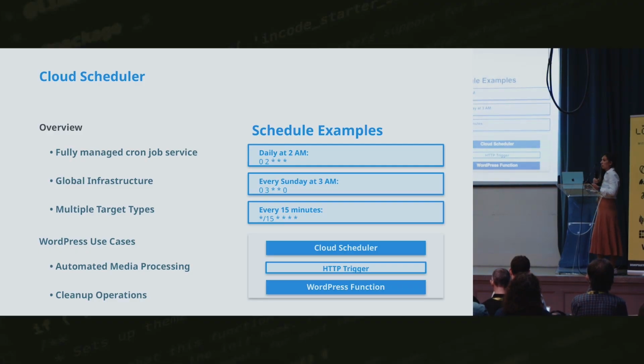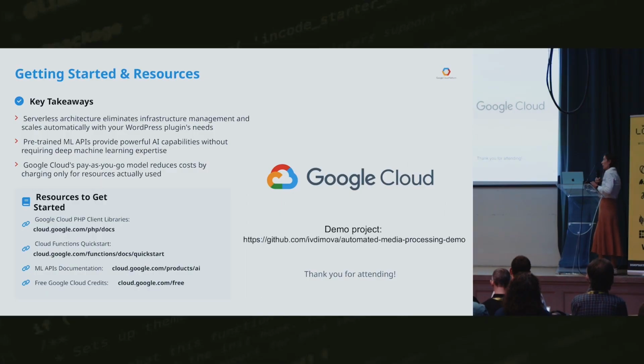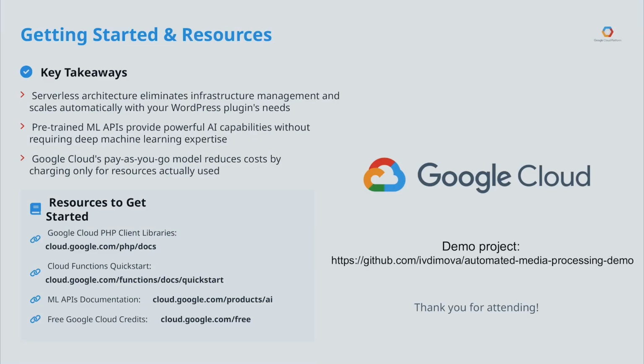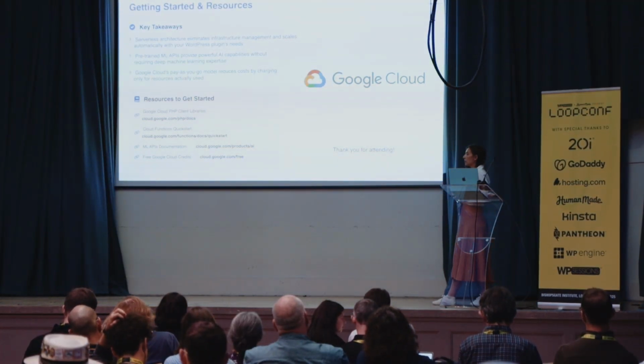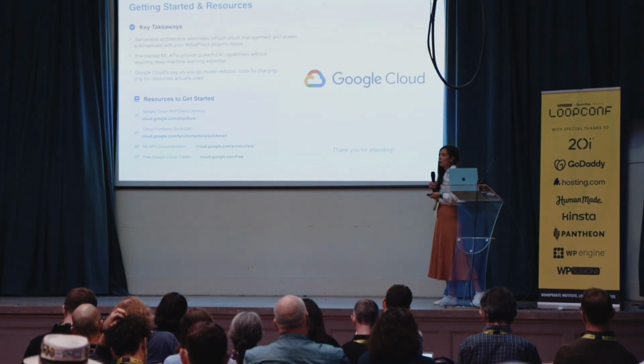So I know that I went through that very quickly. But the key takeaways of the whole thing are that you can use serverless architecture and eliminate all the heavy processing in your WordPress project. Also, you can use other programming languages, which I love. And you can pre-train your machine learning APIs to provide personalized data and machine learning experience. Also, you pay as you go, and that reduces the cost. There are several resources to get started, and I will upload the files somewhere.